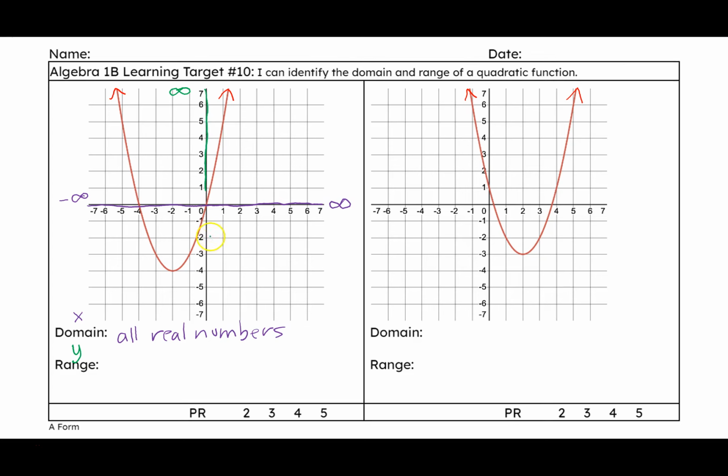However, it does have a bottom. See here how it bottoms out at -4? That's the lowest value that y can possibly be right here at -4. So y can be all values that are greater than or equal to -4. You can write that as an inequality like this: y has to be greater than or equal to -4.